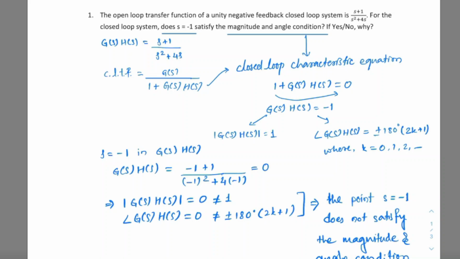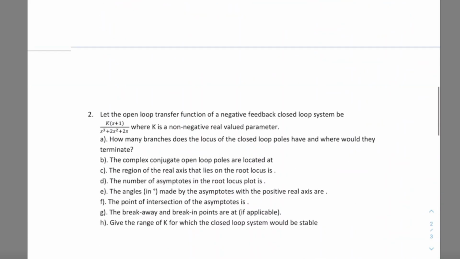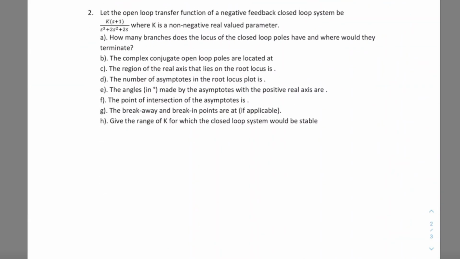Okay. So now, looking at the second question, we are looking at an open loop transfer function given here. There is negative feedback, and let's also assume that this is unity feedback. That means h of s is 1.